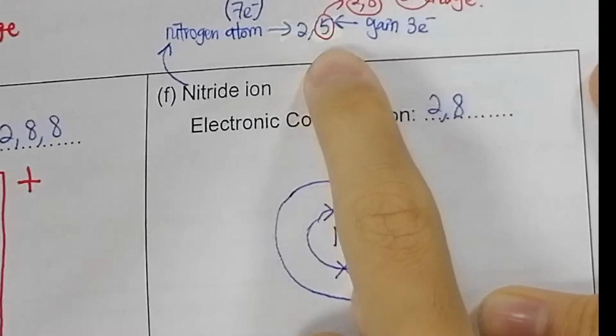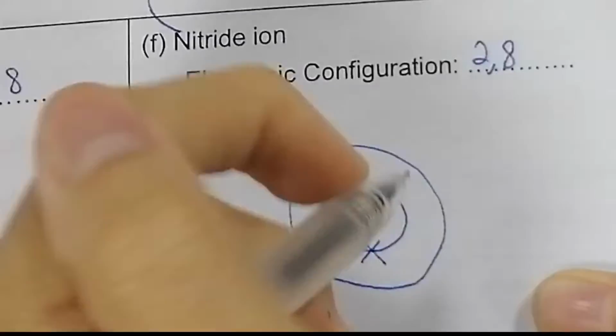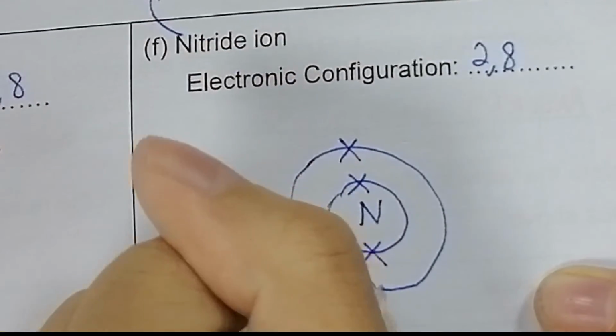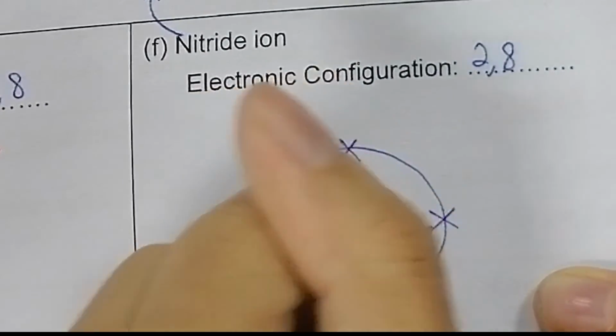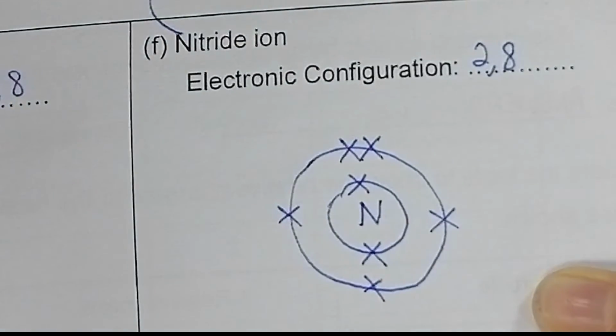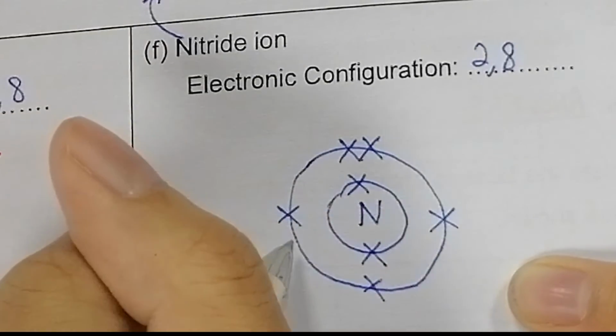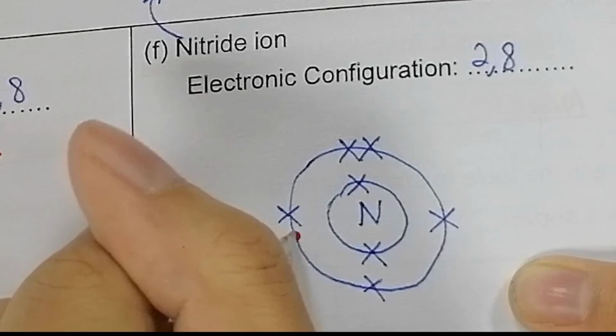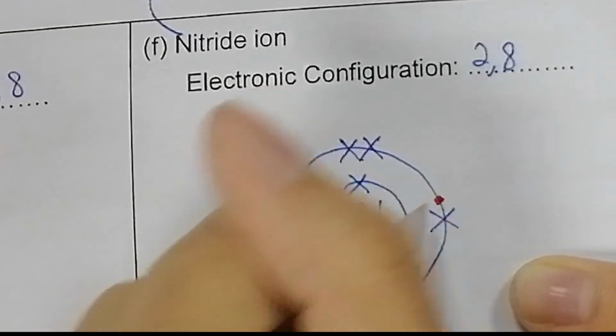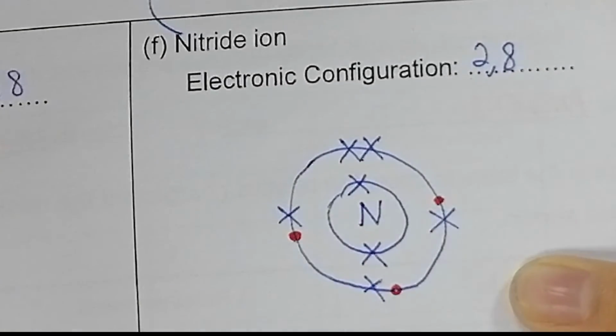But remember, we started out with 5 and it gained 3. So let's draw the 5 first. 1, 2, 3, 4, 5. Now it gained 3 electrons. So 3 electrons actually don't belong to nitrogen, they belong to another atom. Right? And I represent this by dots. So 1, 2, 3 dots here.